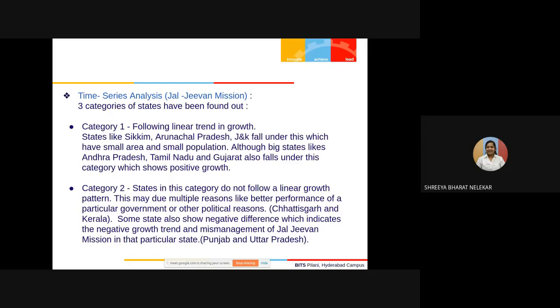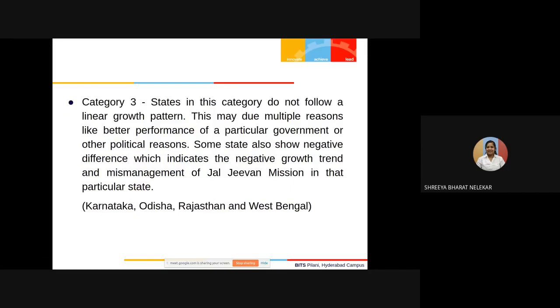The second category is where the error is a little more. This may be due to multiple reasons like better performance of a particular government in a particular span. Some of the examples are Chhattisgarh and Kerala, while Uttar Pradesh and Punjab have shown negative trends in the progress of Jal Jeevan Mission. The third category is where the error is huge. This may be due to multiple reasons like better performance of only one government. Some states have shown negative difference, which indicates that there is negative growth and mismanagement in the Jal Jeevan Mission.